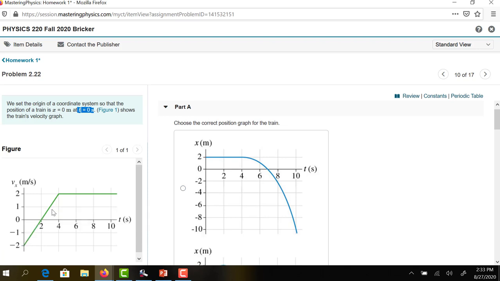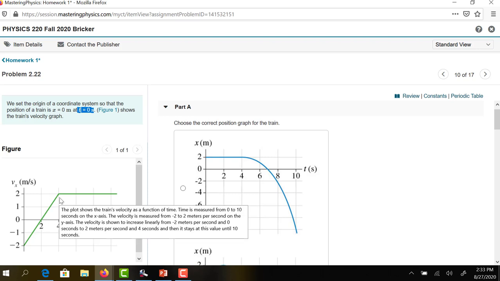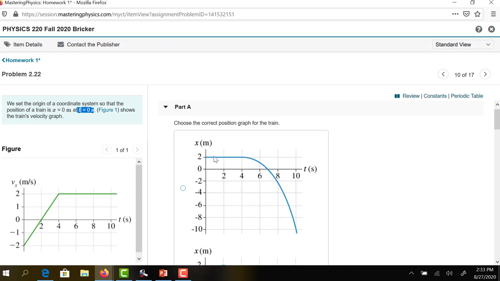From 0 to 4 seconds, the velocity is positive. That means we're going in the positive direction. And then at 4 seconds, the velocity is constant. Now that doesn't mean we stop. That means we're at 2 meters per second, and we're going to stay at 2 meters per second. So think of what a position versus time graph would have to look like from 4 to 10 seconds. And then here the velocity keeps getting bigger and bigger, so the slope of the tangent line has to keep getting bigger and bigger. So let's just go through these.